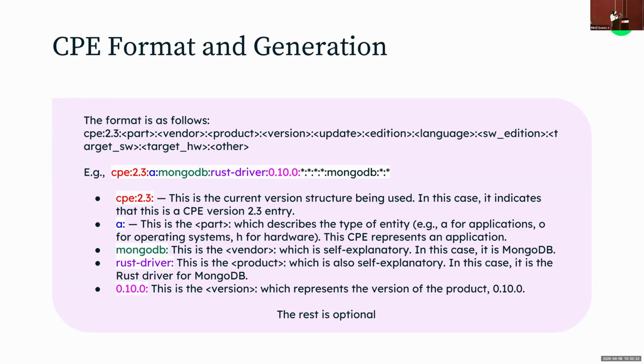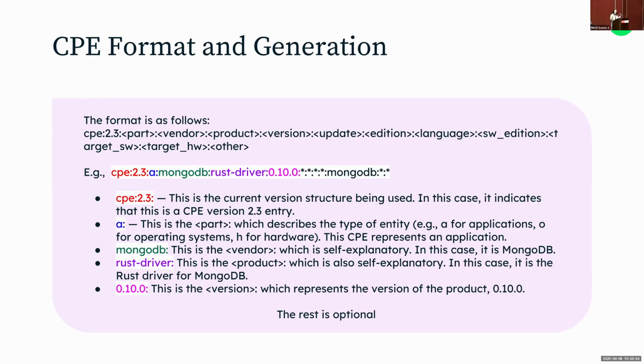And then following that, you have the vendor component, where here we have MongoDB specifying that MongoDB is the vendor. And then after that, we have the product component, which here is the Rust driver. So in this instance, we are pointing to the Rust driver developed by MongoDB. And then you have the version component, which here is 0.10.0. And this is crucial for patch management and vulnerability assessments.